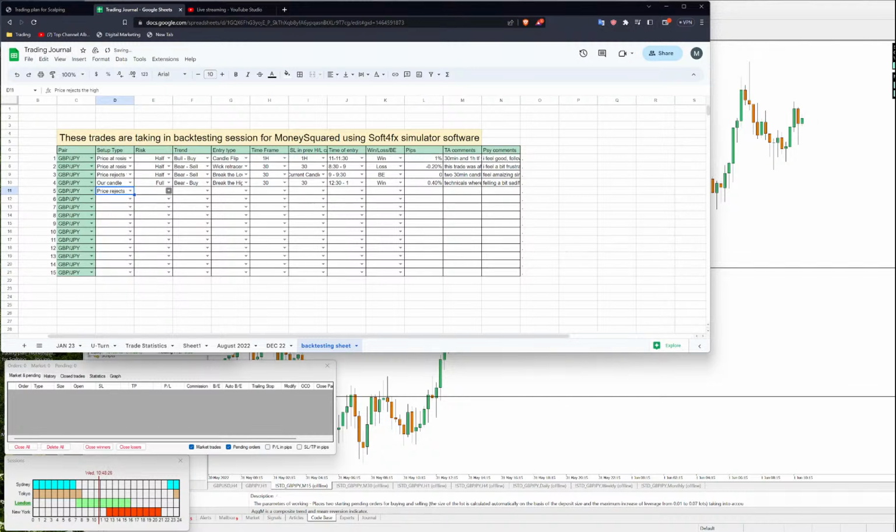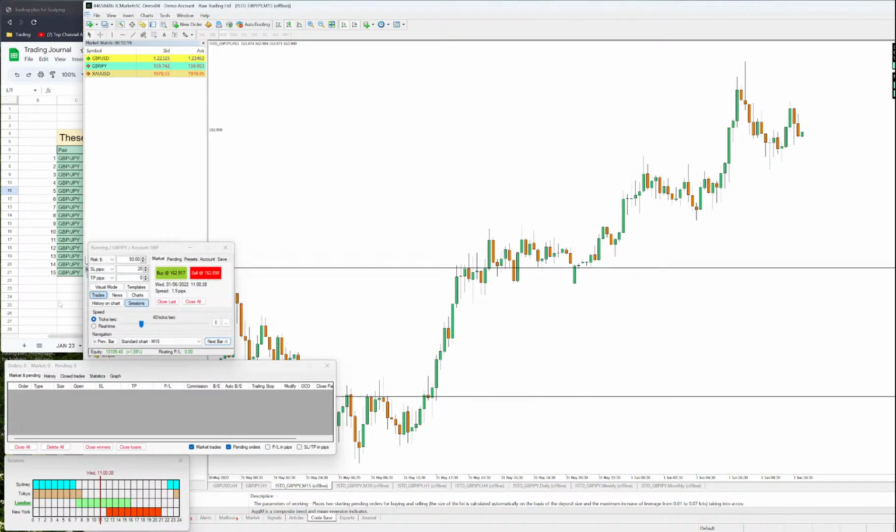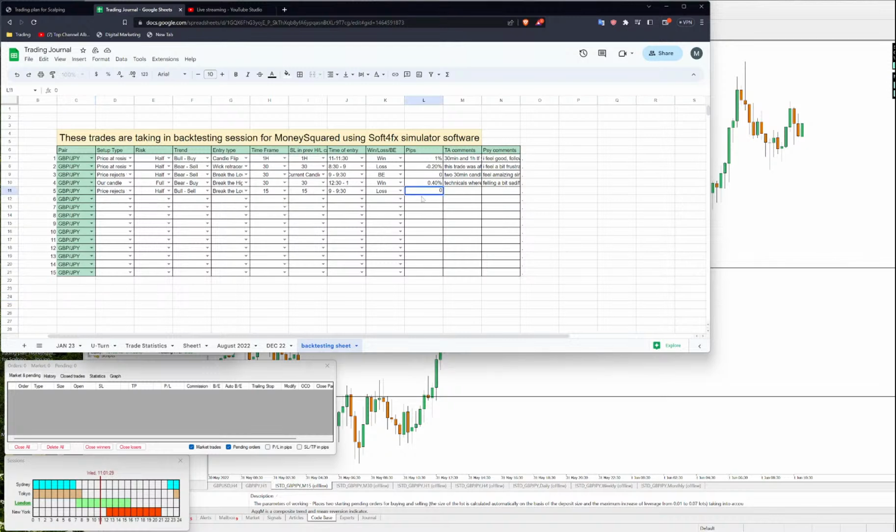Price rejects the high, half risk, bull sell, break the lows, 15-minute. Stop loss was 15-minute. Time was 9:13. This was a loss. How much did I lose in this trade? Minus 2%. Same as here. Close 50% early.